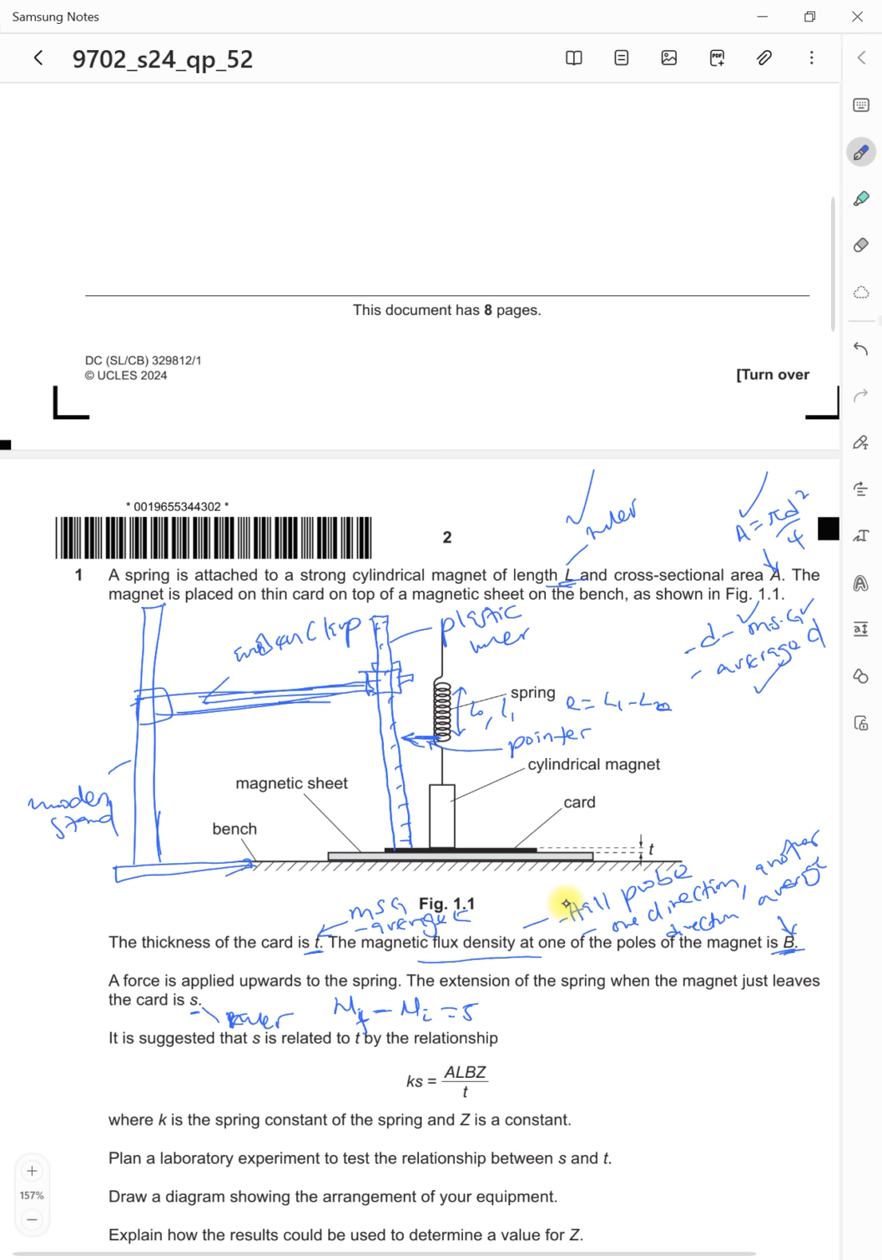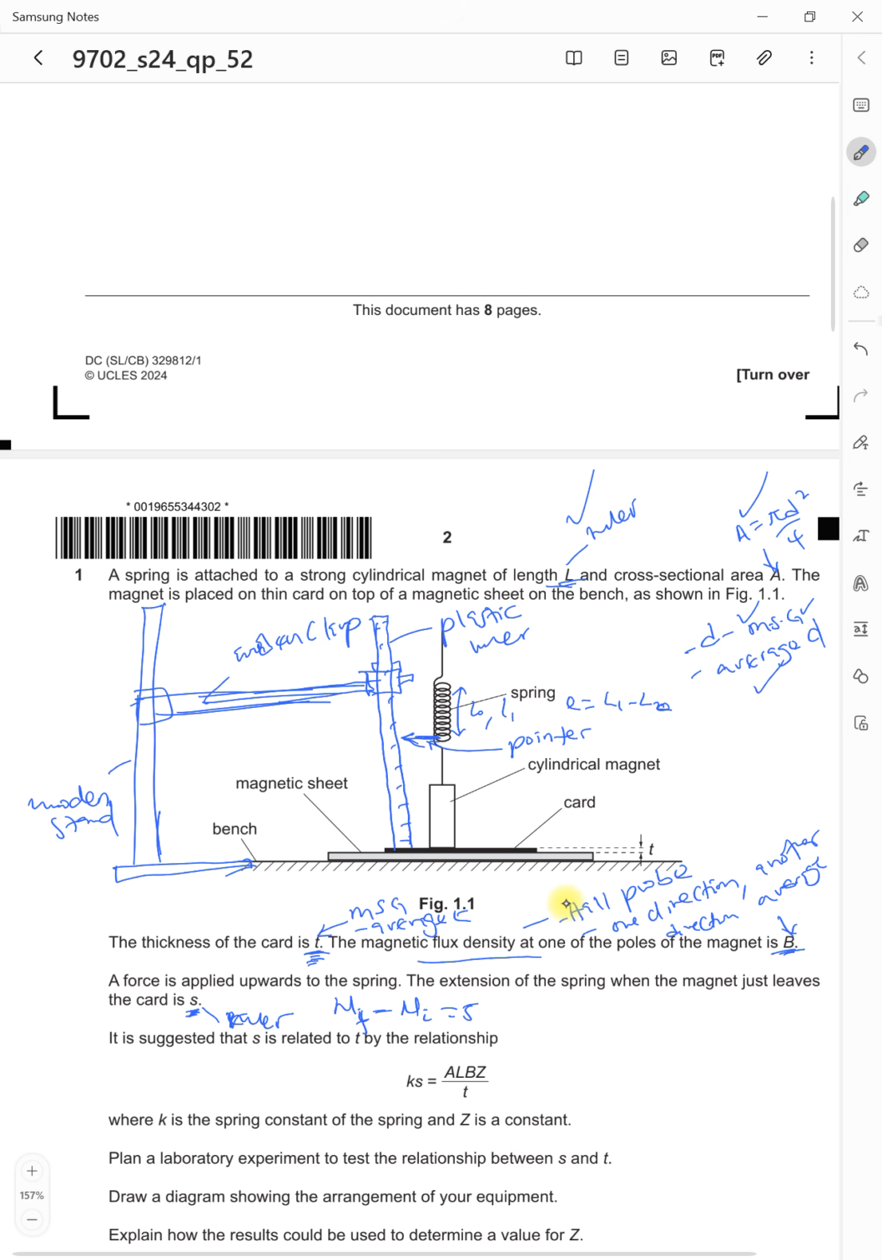But I will just use new position minus initial position. Then it is suggested that S is related to T by the relationship. So of course, if we change the thickness of the card, T, we expect that S is going to change. So that means T is going to be the independent variable and S is going to be the dependent variable.